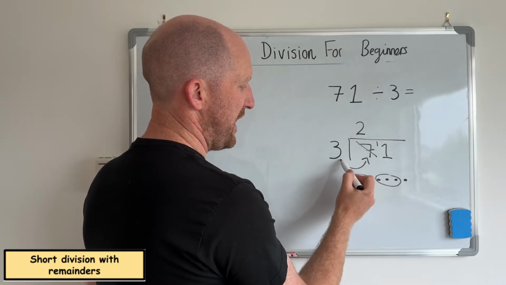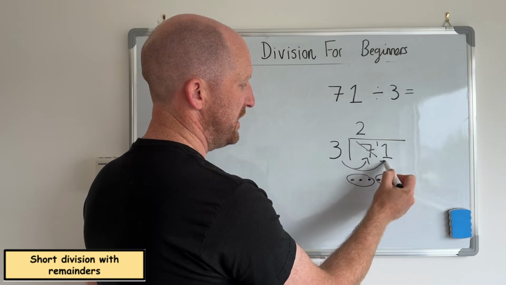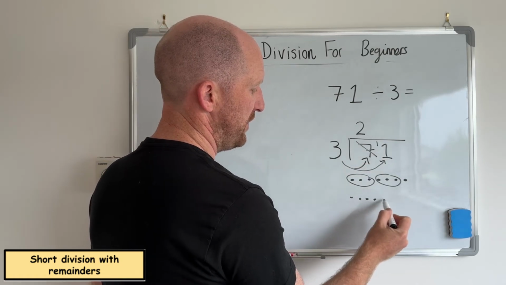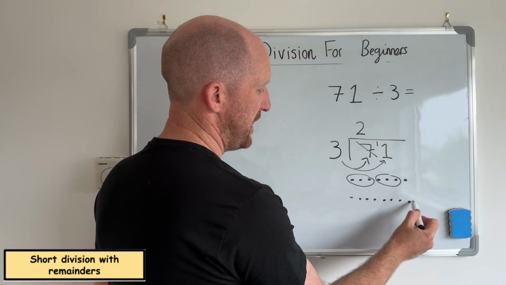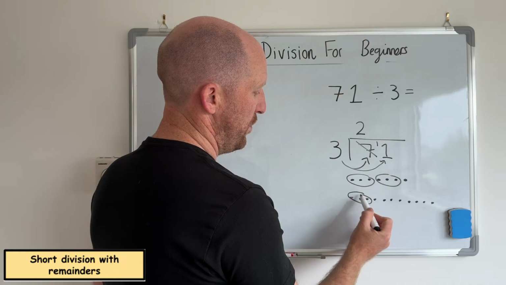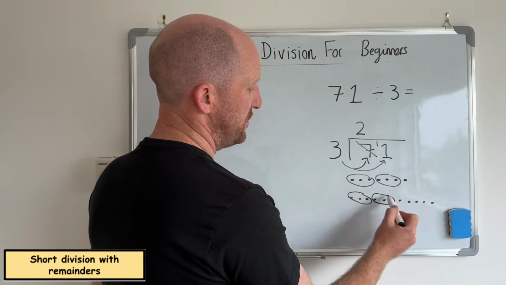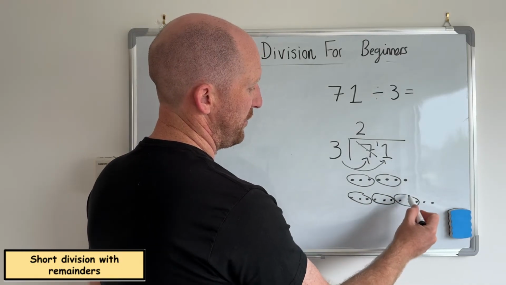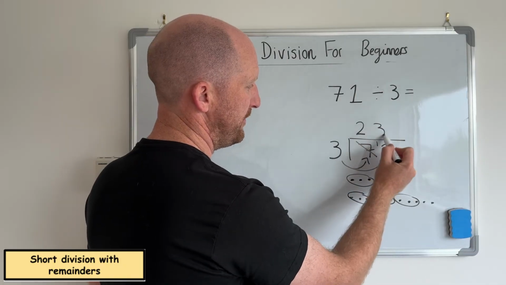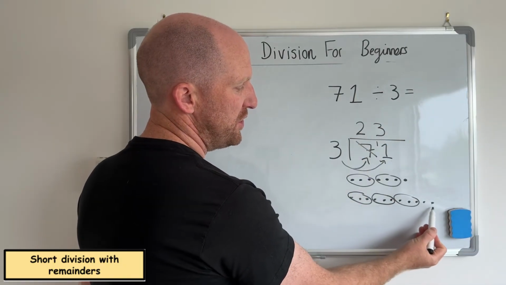So now I've got how many 3s in 11? 1, 2, 3, 4, 5, 6, 7, 8, 9, 10, 11. How many groups of 3? 1 group of 3, 2 groups of 3, 3 groups of 3. So 3 groups of 3. And I've got 2 left over.